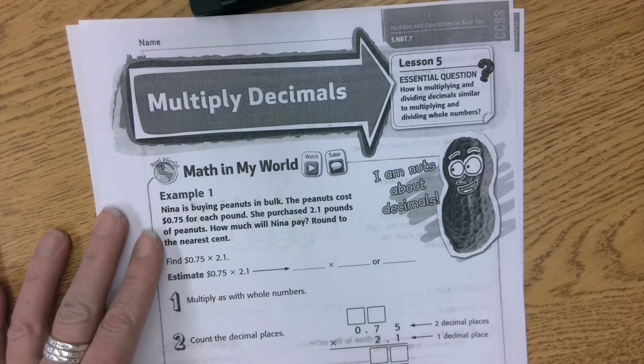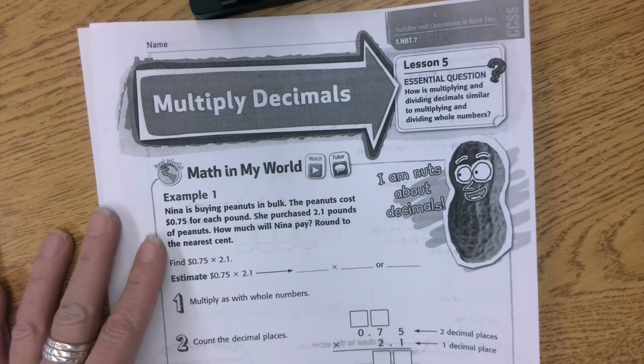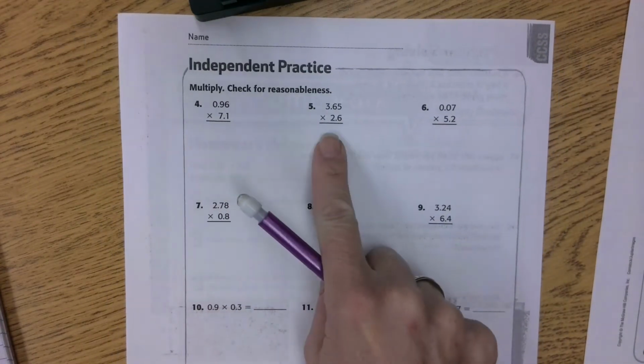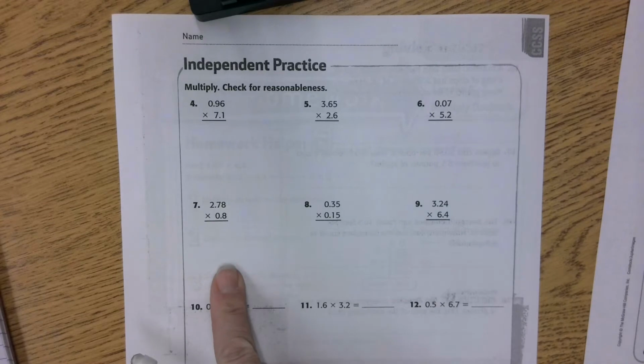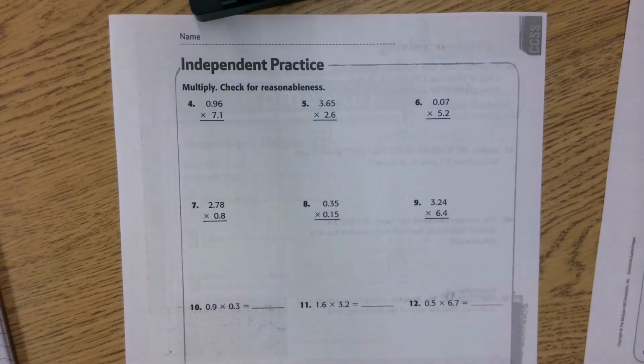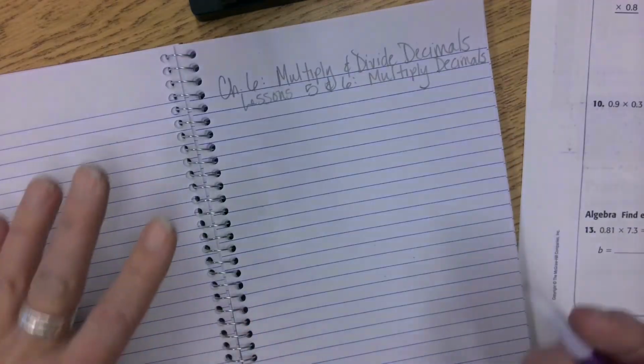This is page 403. This time, we're doing the same thing. We're multiplying decimals, but there's no whole number. So when you're working today, you're not going to have a whole number anywhere in here. It's kind of nice that these are already lined up for you guys. Let's go over here to our notes.